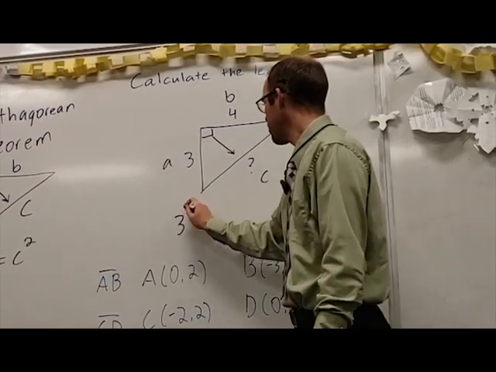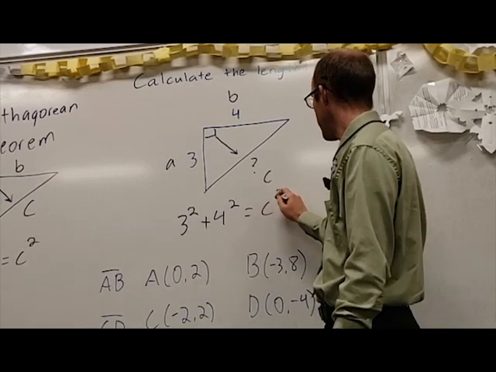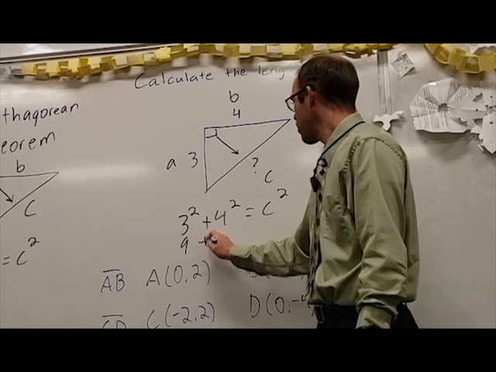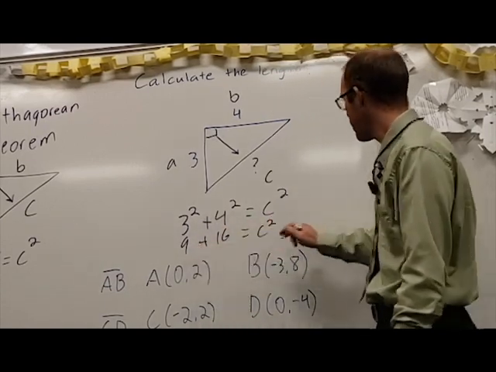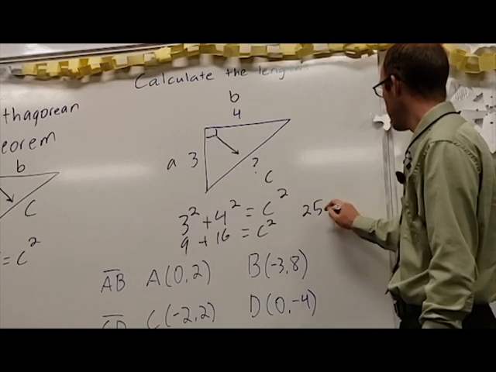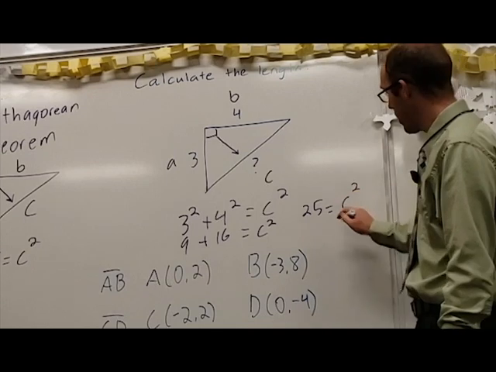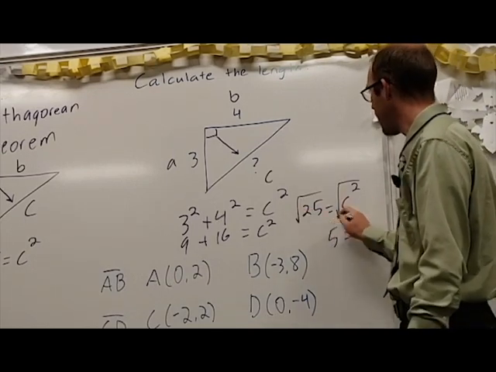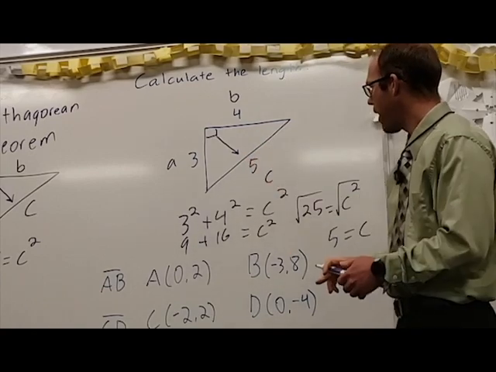That gives us 3 squared plus 4 squared equals C squared. 3 squared is 9. 4 squared is 16, and we're going to leave this as C squared. 9 plus 16 is 25, so we get 25 equals C squared. To eliminate that square, we're going to take the square root of both sides, and we get C equals 5. So the length of this line segment right here we now know is 5.